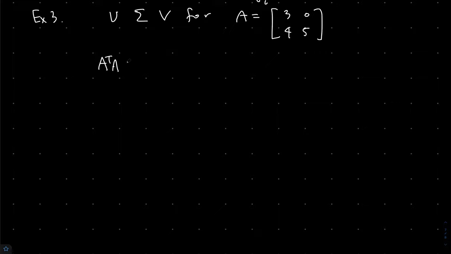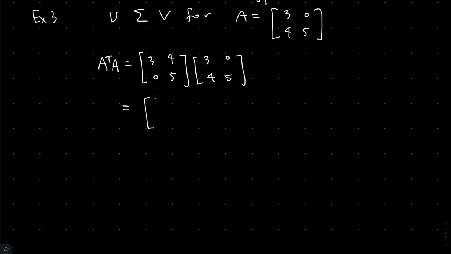We compute A transpose A, which is [3, 4; 0, 5] times [3, 0; 4, 5]. And then this becomes 9 plus 16, which is 25, and 20, and then 20, and 5 times 5 is 25, right? Let's check. 9 plus 16 is 25. 0 plus 20, and then 0 plus 25, right? This is this. And then we do the eigendecomposition.